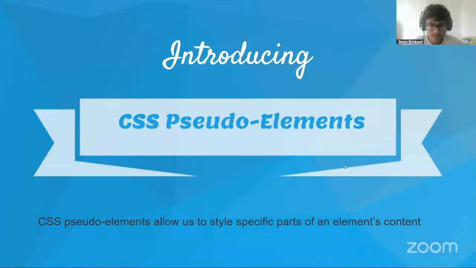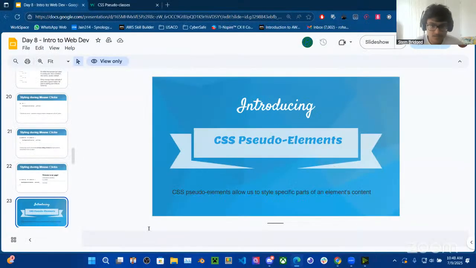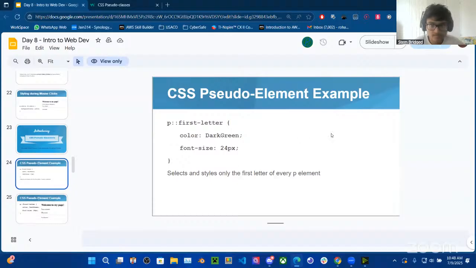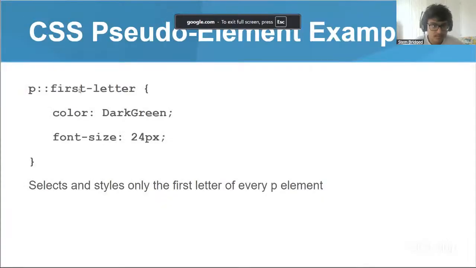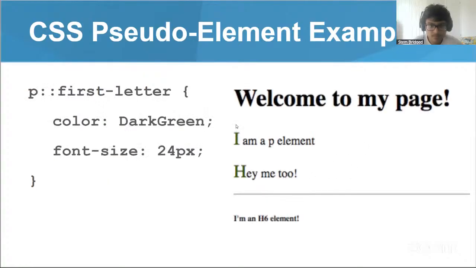Okay, so CSS pseudo elements allow us to style specific parts of an element's content. This one is a special one. It has two colons because it's selecting part of the P. It's not selecting when it's hovered or when you click on it, it's selecting part of the P. You could do first letter and it'll select the first letter of the P element. And it'll set the color to dark green and the font size to 24 pixels. So here, every P element, its first letter will turn green and it'll have a font size of 24 pixels.